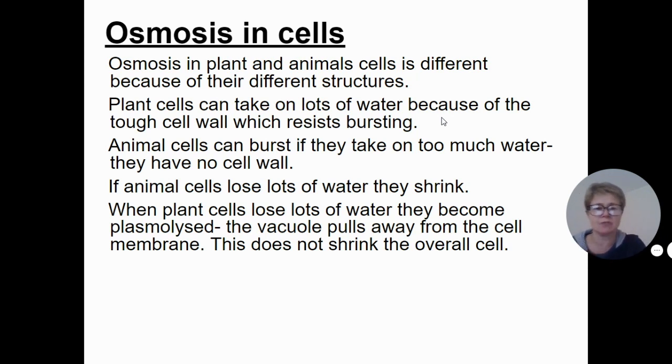Plant cells are a bit tougher, and if they absorb a lot of water, it's not such a problem for them. So animal cells will burst if they take on too much water. They'll shrink if they're lacking water. When plant cells lose water, they don't shrink as such. They become what's called plasmolyzed. So it's sort of the inside of the cell that goes all floppy. The vacuole pulls away from the inside of the cell. So the cell kind of gets floppier rather than smaller.